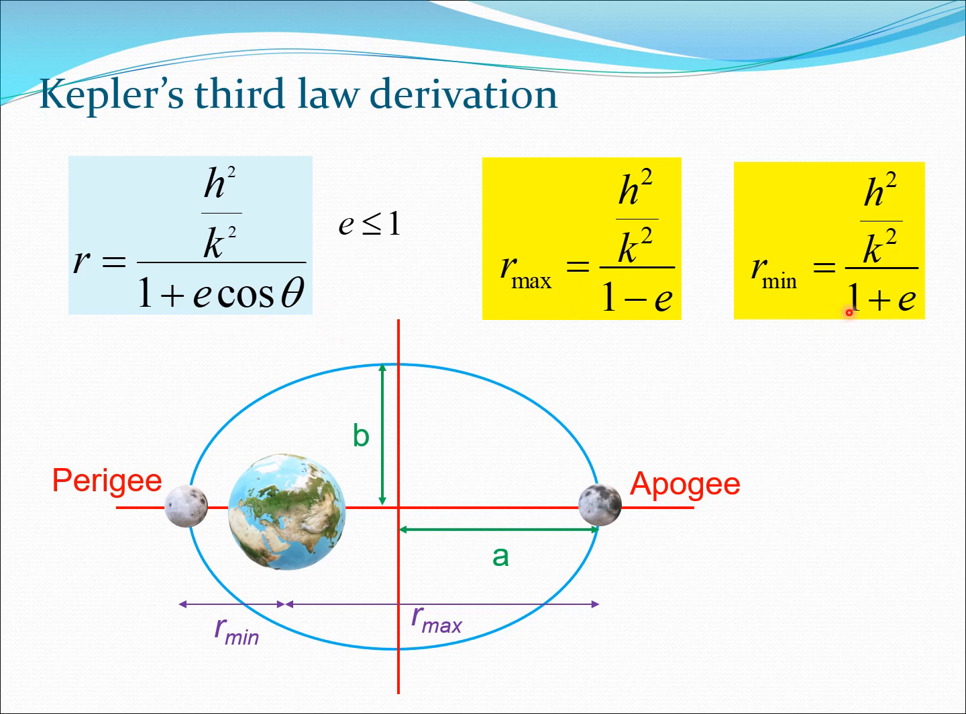So now we know r min and r max, these are the two values here, which are the maximum and minimum distance between the Earth and the satellite concerned.